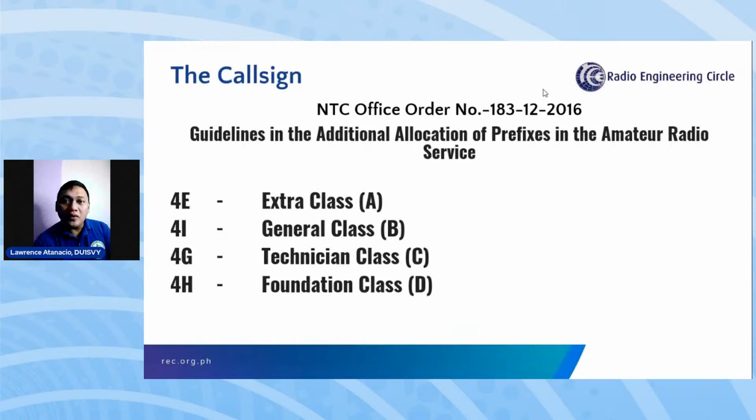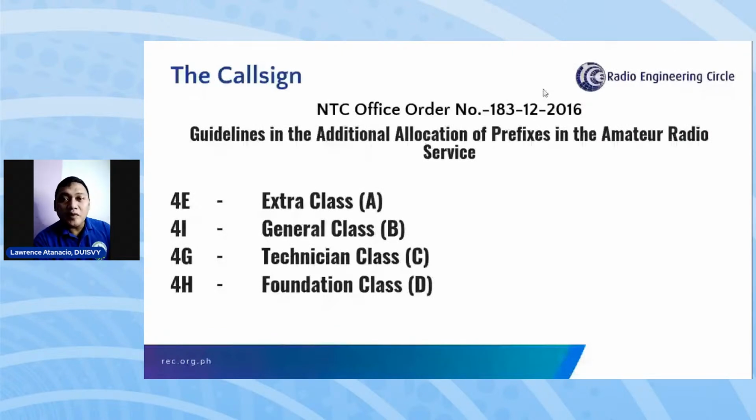Okay, ito po yung nabanggit ko kanina na bagong call sign. So NTC, ang reference po natin is the NTC Office Order number 183-12-2016, guidelines in the additional allocations of prefixes in the amateur radio service. So for 4E is Class A or Extra Class, 4I General Class or Class B, 4G Technician Class or Class C, 4H is the Foundation Class or Class D.